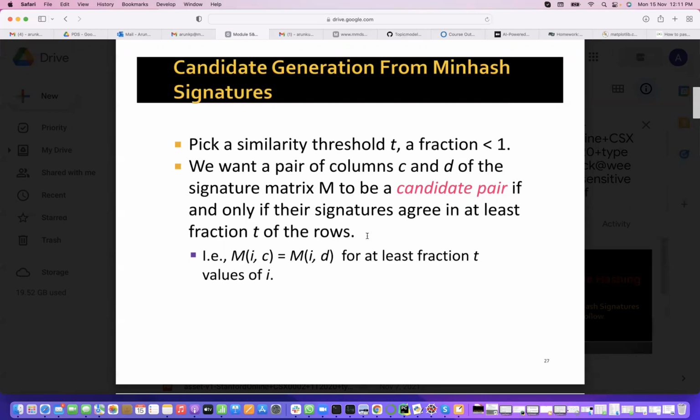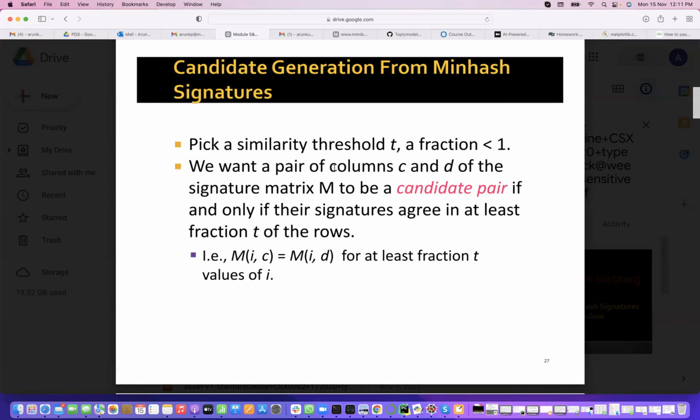So rows are common for the signature matrix. Can you compute this? If you want a threshold of something like 0.8, how many rows should agree? T is nothing but that computed value, right? So you have 100 rows and you want minimum 0.8 similarity. How many rows should they agree on? 80% of the rows, 80 out of 100 should agree. This T will become 80, right? If and only if the signatures agree in at least fraction T of the rows.